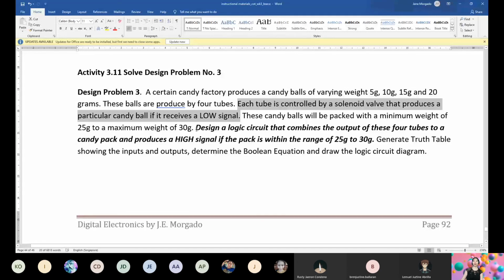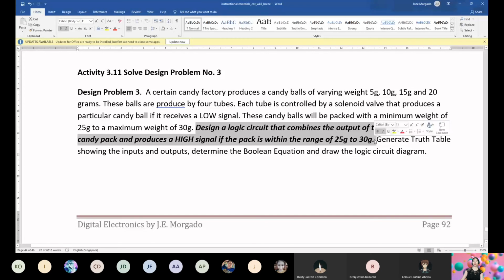Okay. Design a logic circuit that combines the output of these 4 tubes to candy pack and produces a high signal if the pack is within the range of 25 to 30 grams. Okay. So, ang didesign nyo is a logic circuit that combines the output of these 4 tubes. So if it is within the range, 25 to 30 grams, what will be the output? Class. 1 po. Okay, so you'll have an output of 1 if the weight is within 25 to 30 grams. So, ano yung mga combinations natin? Okay? Generate truth table and show the inputs and outputs.